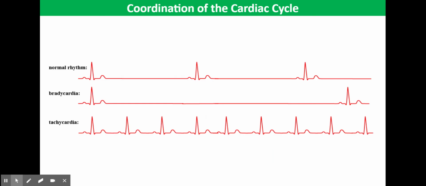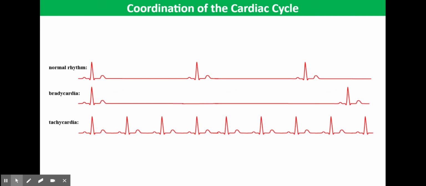These diagrams show some abnormal ECG traces compared with the normal trace. Such traces can be used by medical professionals to diagnose heart problems. So first of all, we have bradycardia. Bradycardia is when the heart rate slows down to below 60 beats per minute.